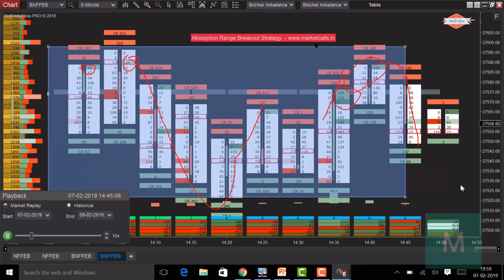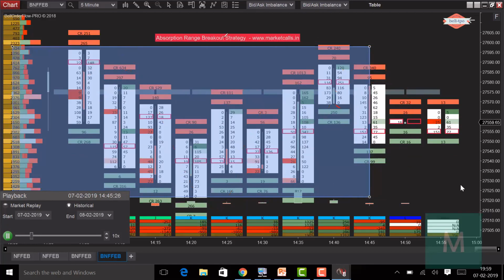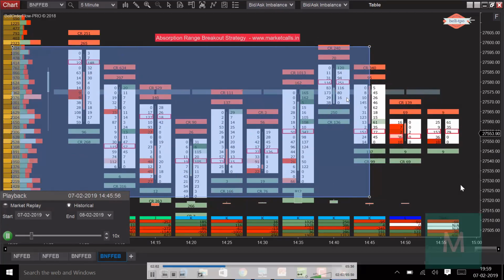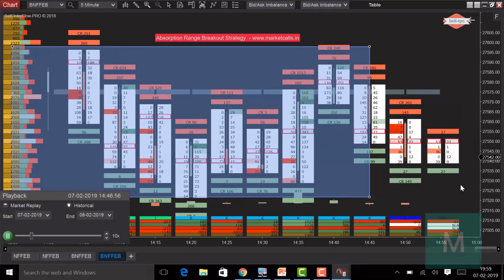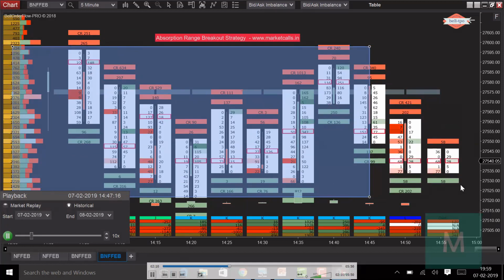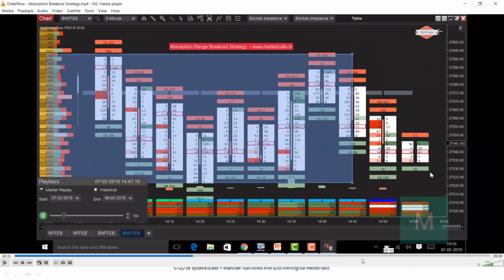Now look into the subtle difference over here. This we call an absorption, right? So every time price is reaching the extreme, the activity is getting completely absorbed. I'm going to stop the session here, and let's get back to the slide.